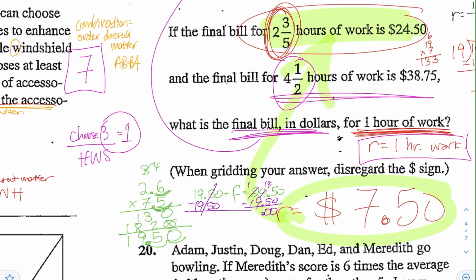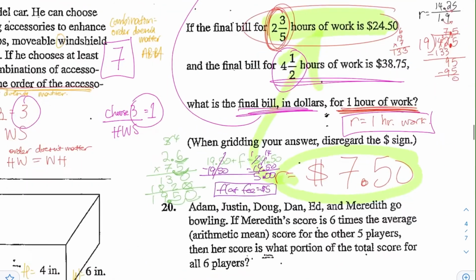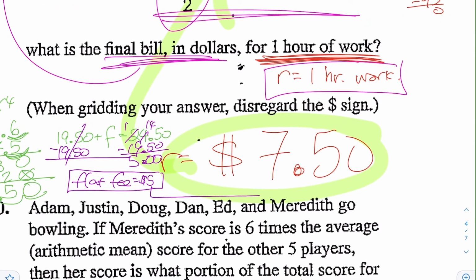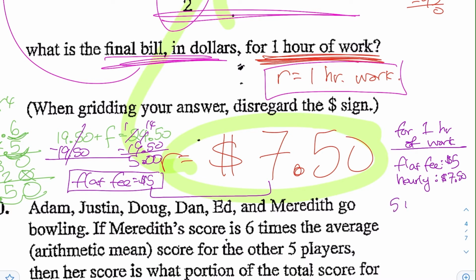And 14 minus 9 is equal to 5. So the flat fee is going to be equal to $5. Now, once you figure out that F is $5, the rate is $7.50 for 1 hour of work, you'll have to add these two numbers together. Because for 1 hour of work, you pay the flat fee, which is $5, and then the hourly rate is going to be $7.50. So you add 5 plus 7.50, and the total will be equal to $12.50. And that is the final answer.